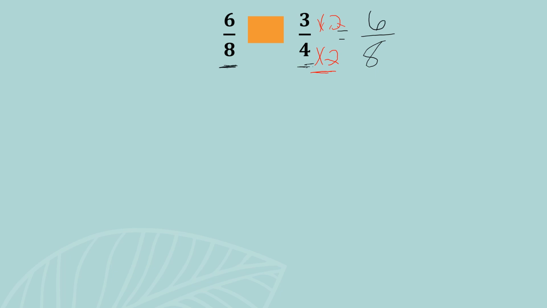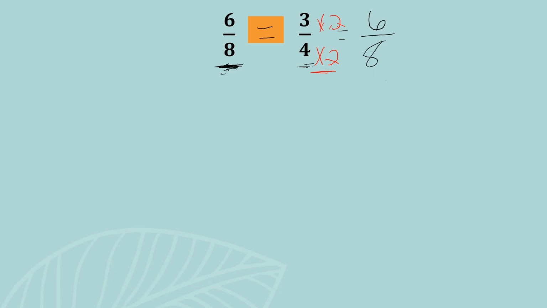Oh, look at here. 6/8. Again, if your other fraction already has the denominator that you need, you do not have to do anything to this other fraction. It already had an 8, so it should stay the same. So 6/8 compares to 6/8. That means they are equal.